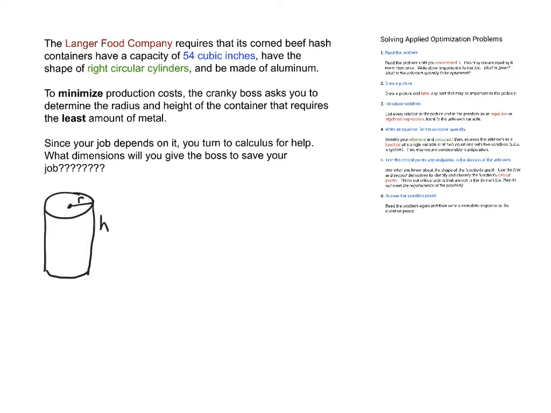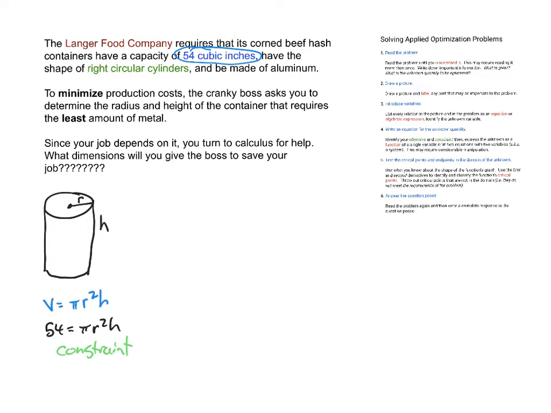The 54 cubic inches, that's the volume of this cylinder. From geometry, we remember that V equals pi r squared h. And if you don't remember, you can look that up on your formula sheet. And so what this is telling us is that our particular volume is 54 equals pi r squared h. Again, this is our fact here. This is our constraint. That's what's going to help us eliminate variables.